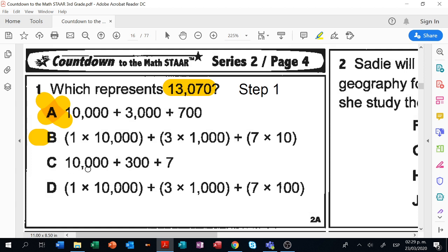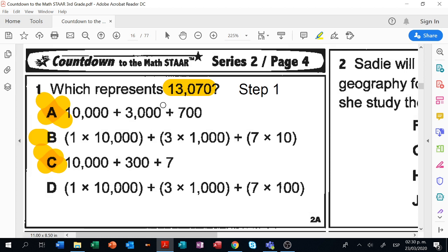We have 10,000. That's correct. Plus 300. I don't see anything on my 300, so I don't think I have that. Plus 7. Do we have a 7 on the ones here? No, we don't. So I'm going to cross that out. Not the right answer I'm looking for. And let's go to letter D.